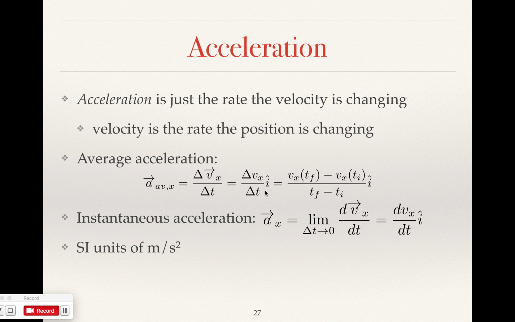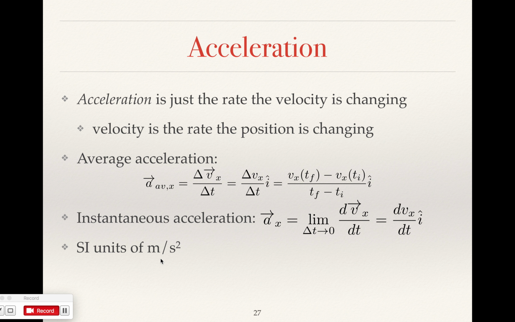Now SI units, well, our velocity, remember, has SI units of meters per second. Time is in seconds. So the SI units for acceleration are going to be meters per second per second, or another way to write that is meters per second squared. But it's useful to think of it as a meter per second per second, because let's say you have an acceleration of 1 meter per second squared, that means the velocity is increasing by 1 meter per second every second.